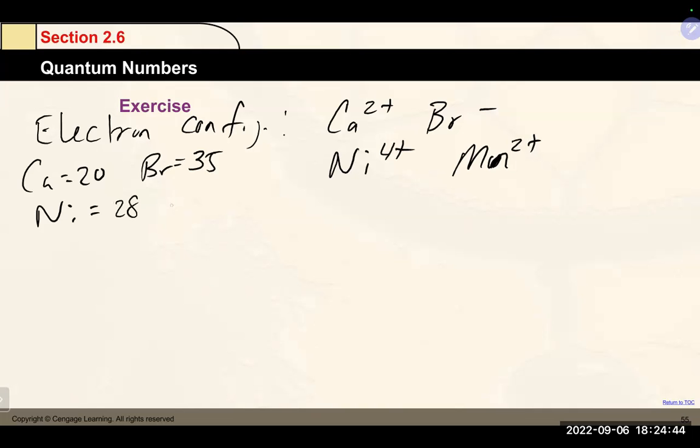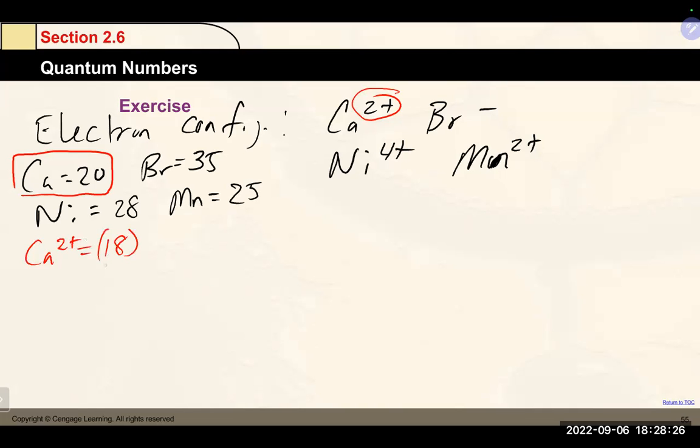And Mn is 25. Okay, let's take a look here. We'll start with calcium, which is 20 with no charge. With a +2 charge, our calcium would have 18 electrons, which would be 1s2, 2s2, 2p6, 3s2, 3p6. Or again, that is the same as argon's configuration, right?